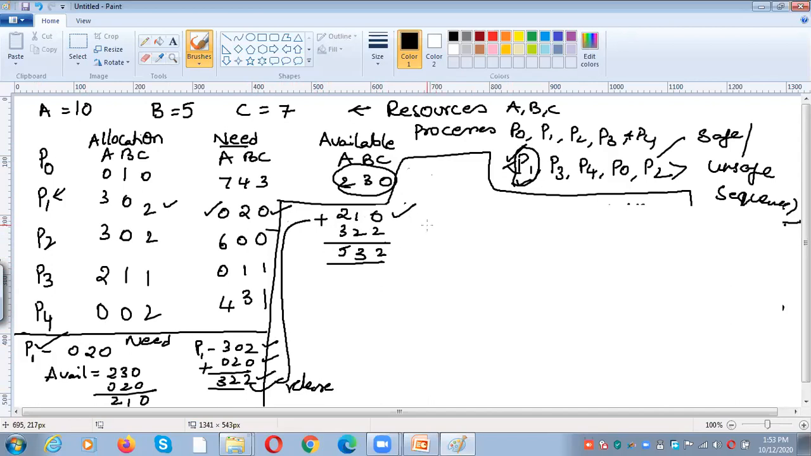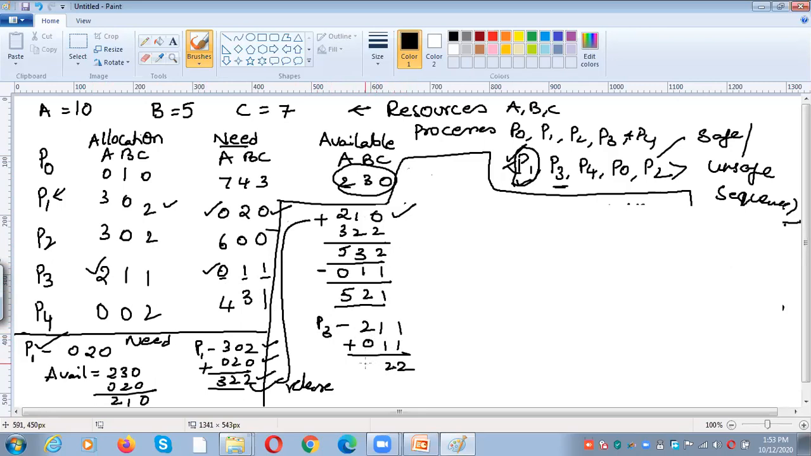Now P1 has 0 resources. Then we need to assign to P3. What is the need of P3? 0 1 1. Okay. What you need to do is subtract 0 1 1 from the available resources, because you want to give it to the P3 process. 5 minus 0 is 5. 3 minus 1 is 2. 2 minus 1 is 1. Now these are the available resources. Earlier how many resources did you give to P3? 2 1 1. You gave 2 1 1 earlier.